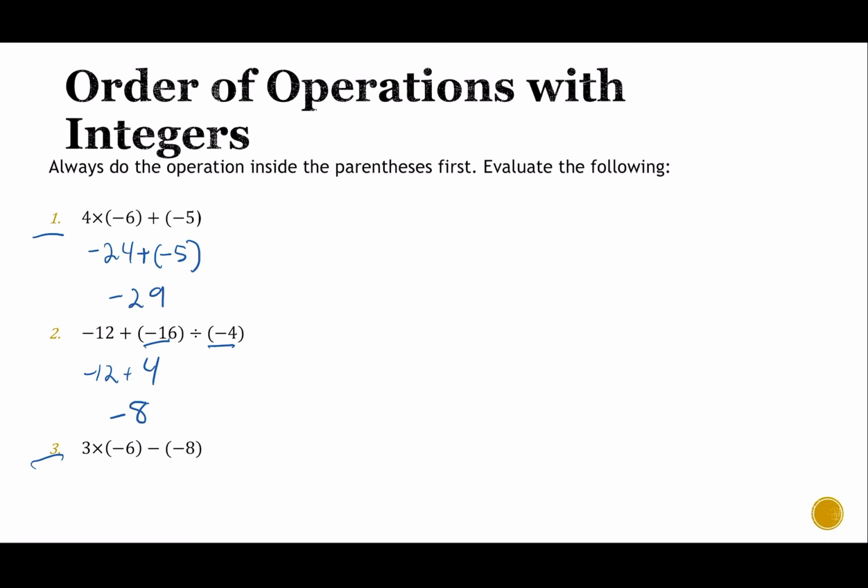Our last example, example 3, is 3 times negative 6 minus a negative 8. Remember that 2 negatives make a positive. So first thing I'm going to do, again, can't simplify my grouping symbols, no exponents, so we are to multiplication and division. 3 times negative 6 is negative 18, but minus a negative becomes a positive, so I'm going to do plus 8, which gives me a negative 10.